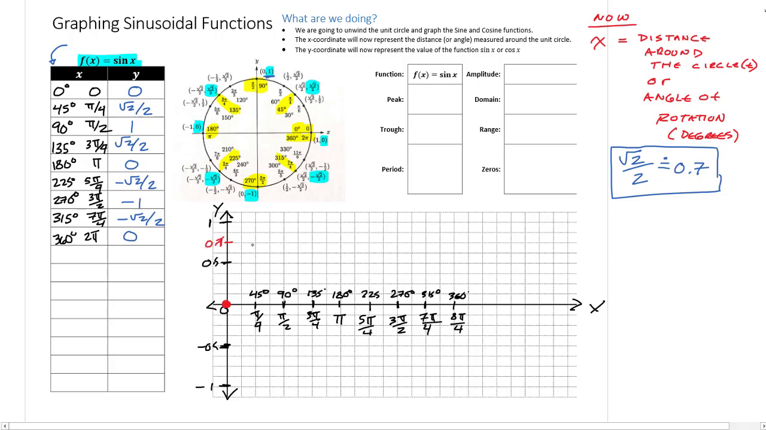So let's just put a dot right below that line there, because that's pretty close. All right. Oh, come on now. There we go. Okay, let's do the next one. So let me just check them off as I go. 90 degrees, we're at 1.